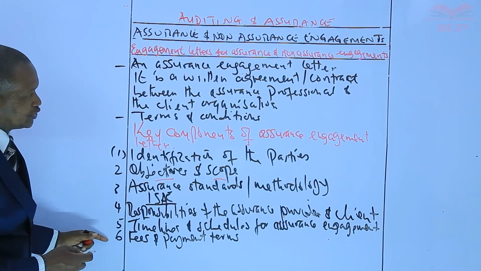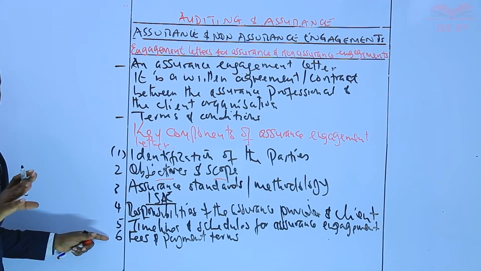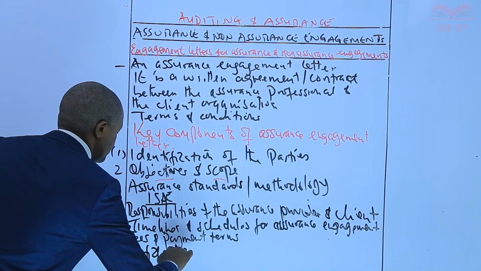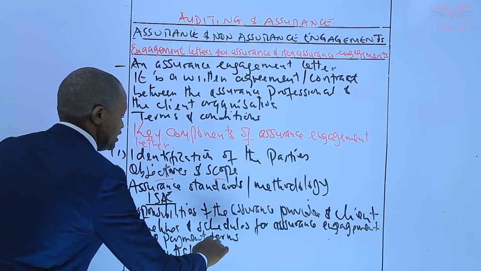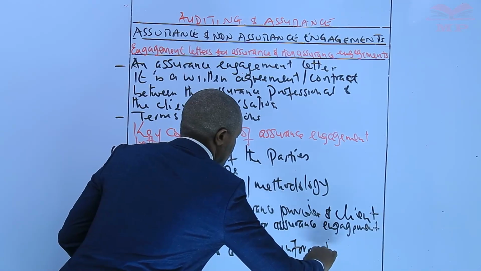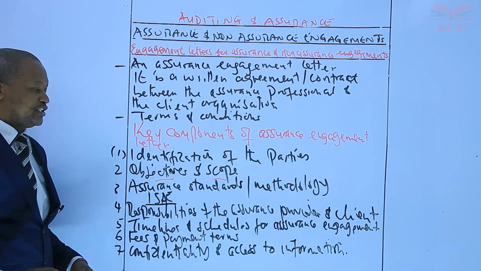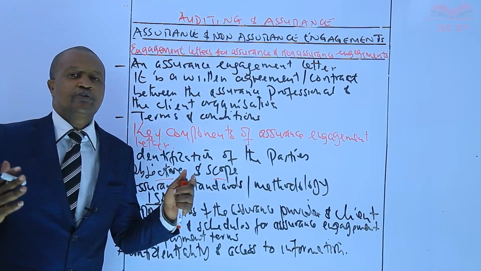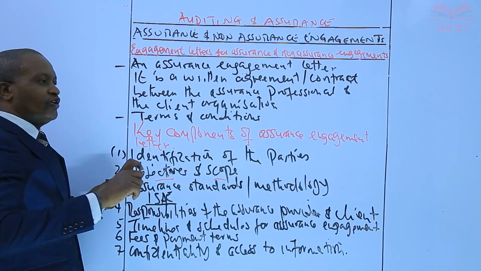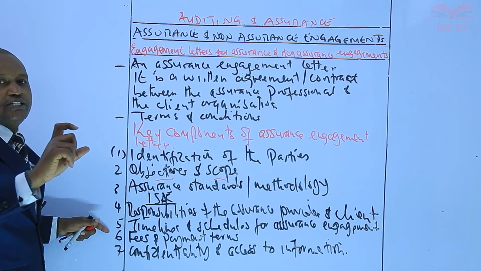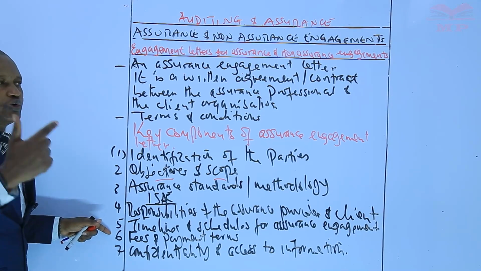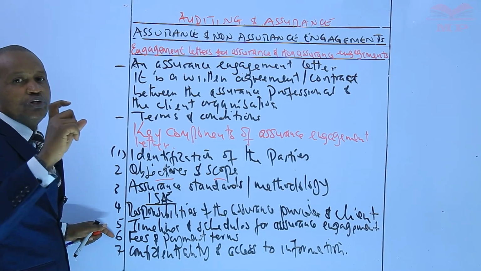Then there is a section known as confidentiality. Number 7, confidentiality and access to information. This section emphasizes the confidentiality of the client's organization and also specifies any limitations on the disclosure of assurance findings or reports.